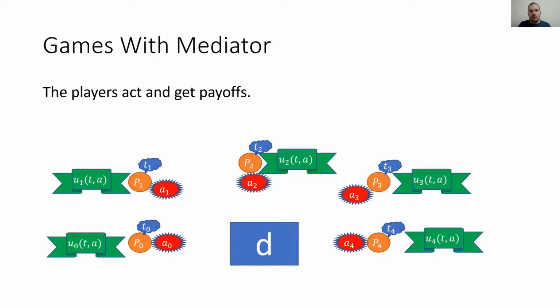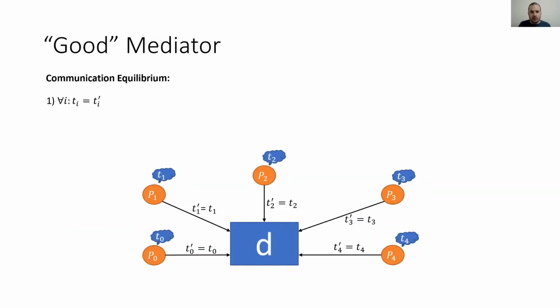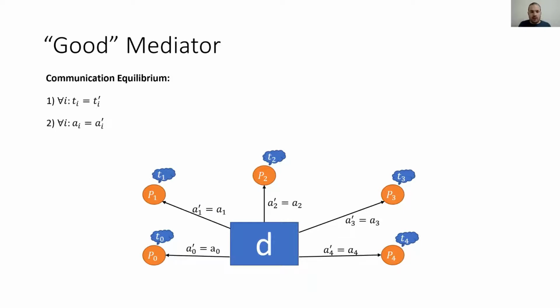We defined a general mediator, but most of the mediators are not interesting to simulate, just the good ones. A good mediator follows the communication equilibrium. Communication equilibrium is when the incentive of the players is to tell the true type to the mediator and then follow the recommended action. So this mediator is called a communication equilibrium.